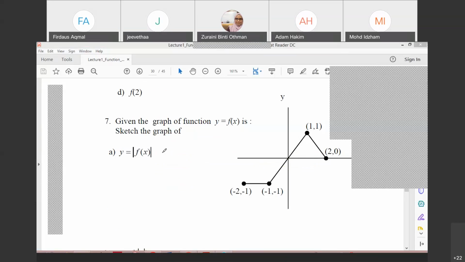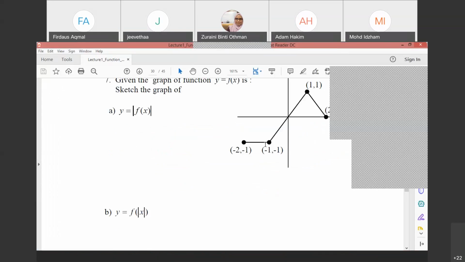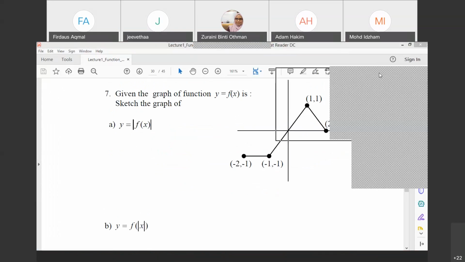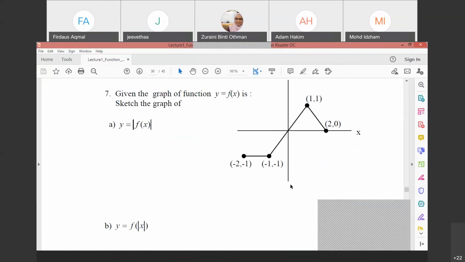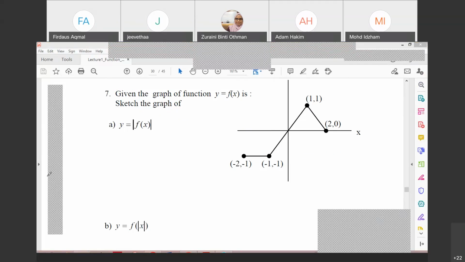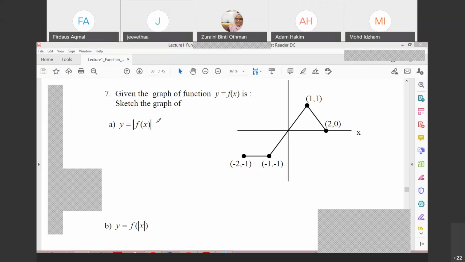Okay, for this graph will look like, kejap ya, sebelum tu saya naikkan senang sikit. Okay, saya buang ni. Okay, so sekarang graf yang ini akan jadi, for this, akan jadi, dia akan naik ke atas.